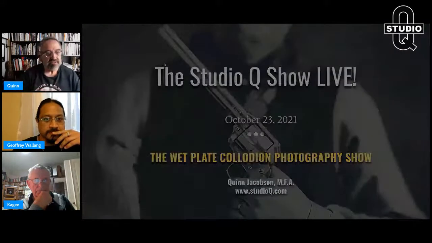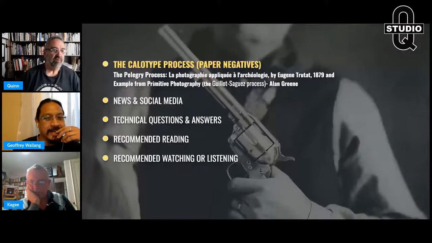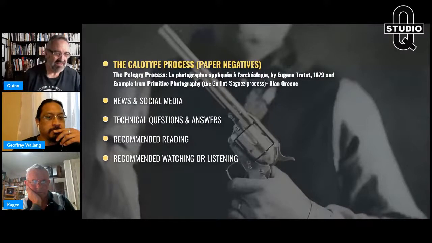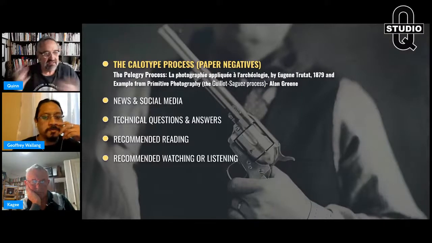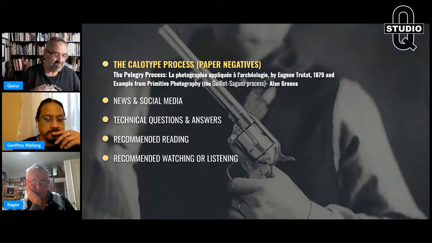I have a little bit of a change to this. We're going to look at the Pelegry process in depth. This is the most common process of the Calotype. It's kind of a convoluted thing, and just like everything, it's political. There's a lot of opinion on what's best, what's not. There's so few people working in the Calotype process. I'll show you what I've done.